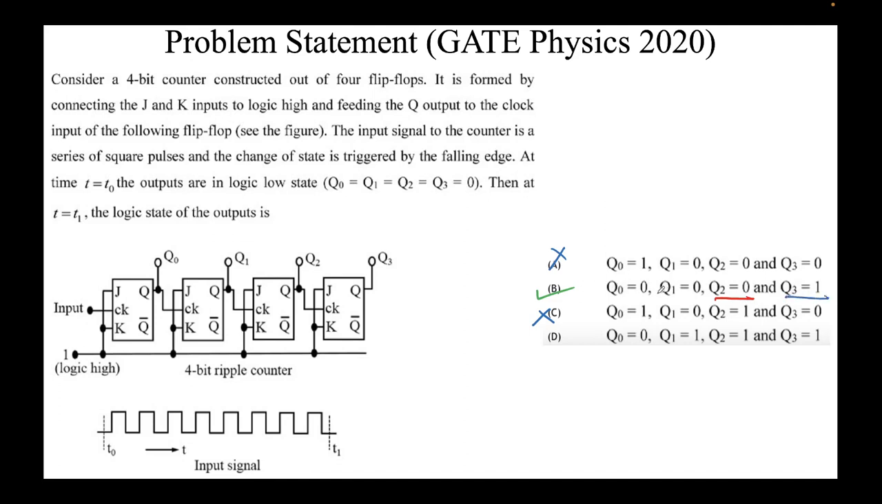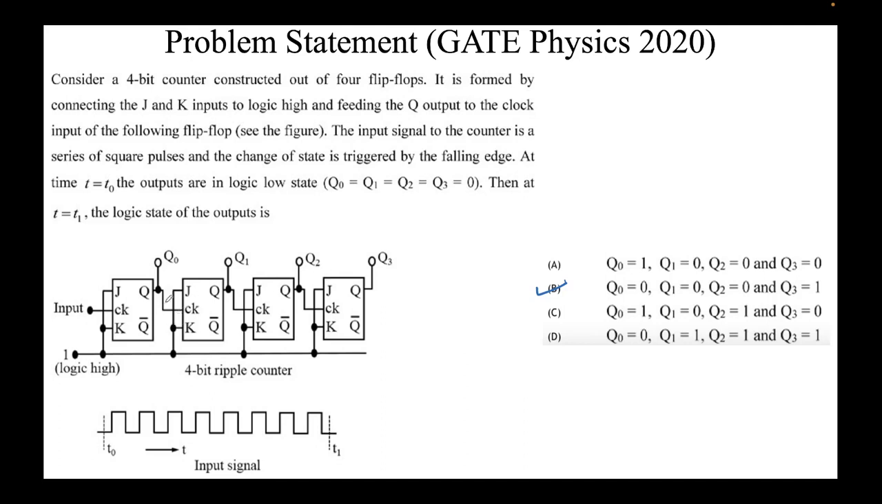So we have seen that Q0 equal to 0, Q1 equal to 0, Q2 equal to 0, and Q3 equal to 1. So this is the circuit. This was the circuit of the ripple counter that we saw here, and we found that the correct answer is B. So again, I'll summarize what we have discussed in this question.